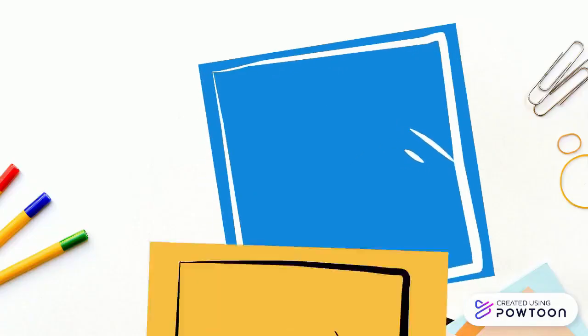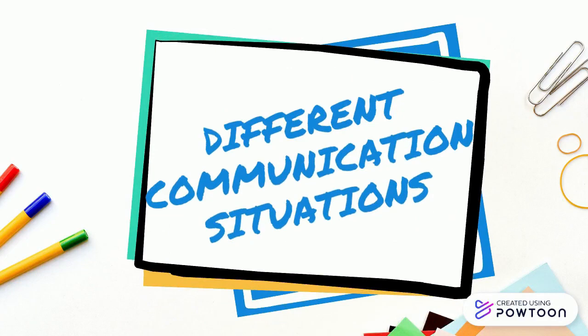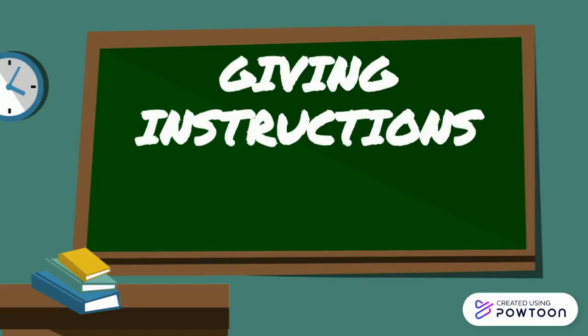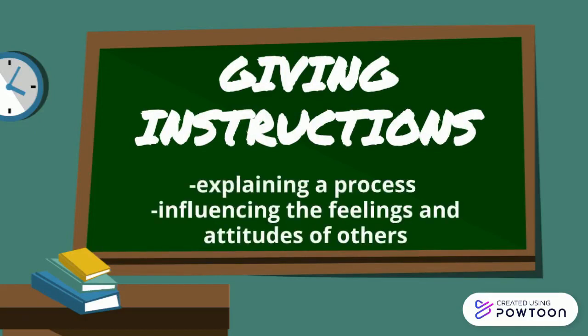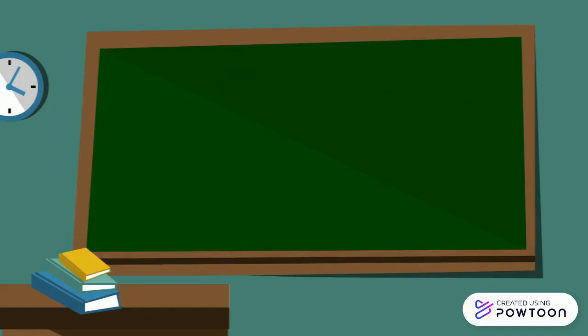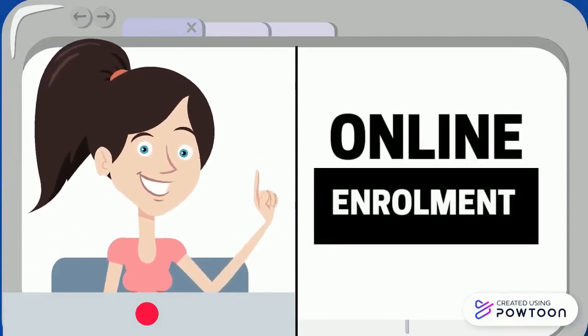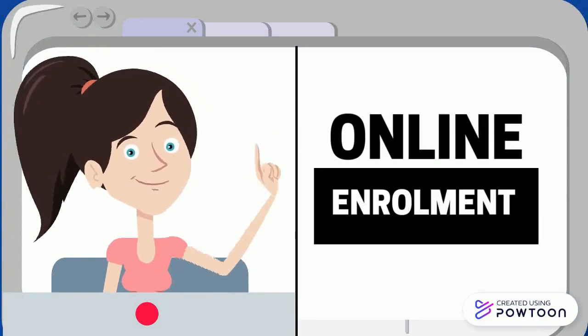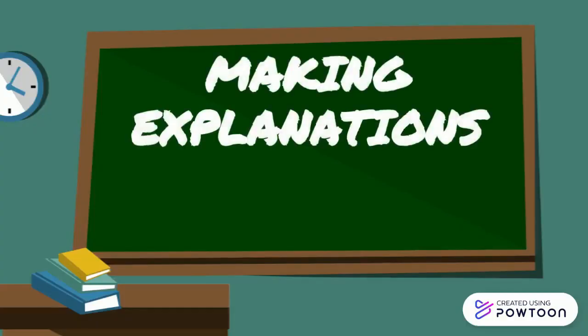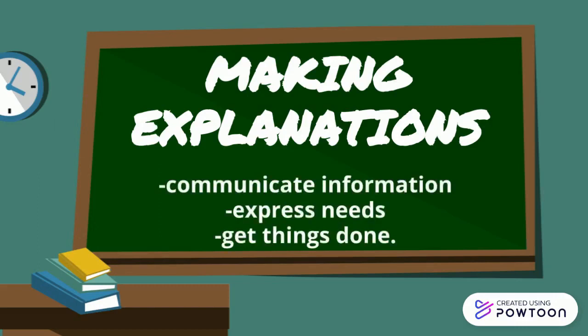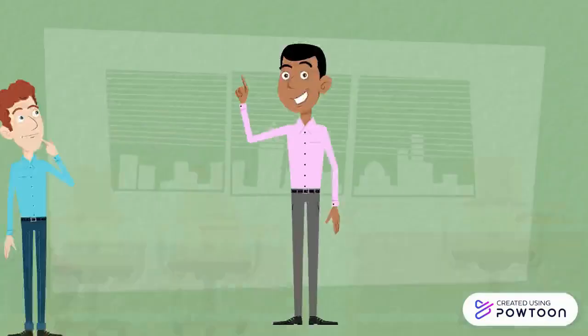Now that you have learned the proper way of delivering a speech, this time, let's talk about when to properly use a particular kind of speech depending on the purpose. Giving instructions is used when explaining a process or influencing the feelings and attitudes of others. An example of which is when a teacher is discussing the process of online enrollment. Making explanations is used whenever you communicate information, express needs, or get things done.